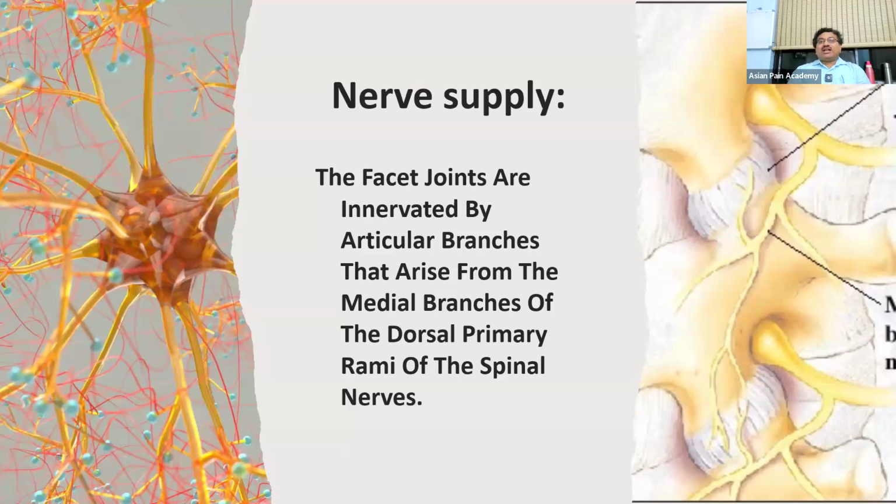Now, regarding the nerve supply, the facet is supplied by articular branches that arise from the medial branches of the dorsal rami of the spinal nerve. We all know the spinal nerve, which comes out from the foramen, divides into two parts. One is the anterior or ventral part, which is the main motor and sensory supply of the body. The other is the dorsal part, which supplies the back muscles, or core muscles of the back.